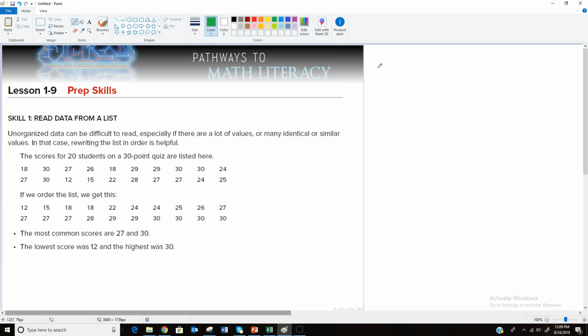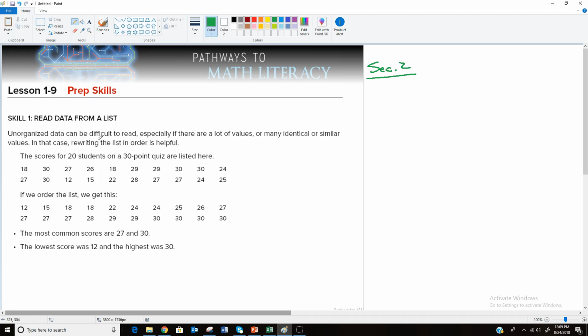Hi, we're picking up with what in our book would be called Section 2. In the Pathways to Math Literacy book, it's lesson 1.9. And we are looking at the prep skills. And the first skill is reading data from a list.